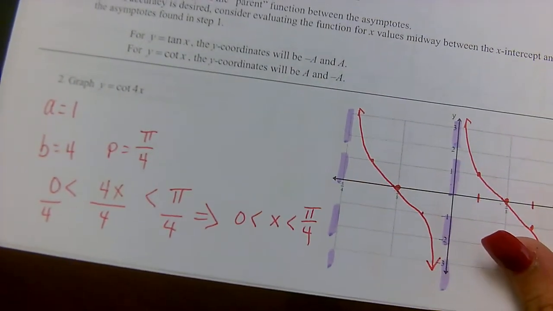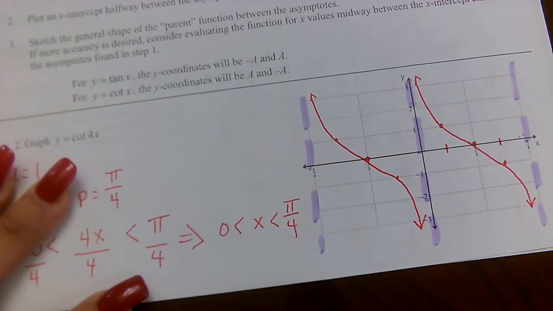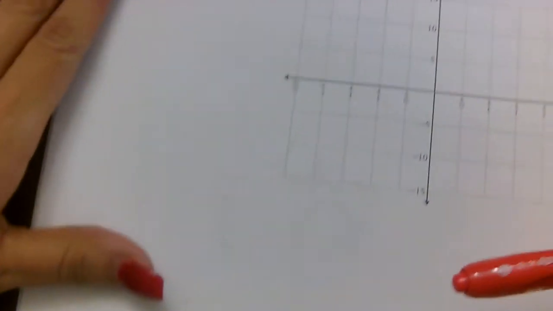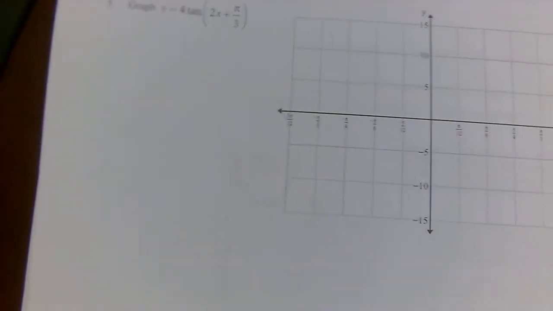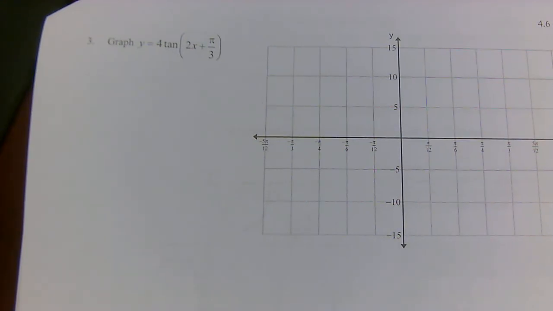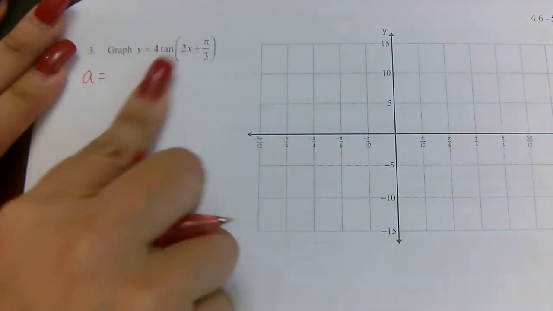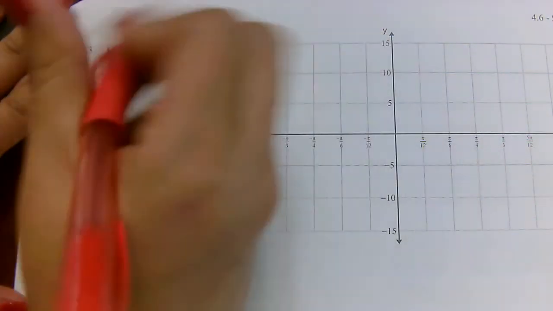This is how we would graph our cotangents. Okay, we're going to do a few more, and we're going to include shifting and so forth. So let's go ahead and do that for number 3. Okay, for this problem here, I'm going to go ahead and list the basic information. A is going to be equal to 4.